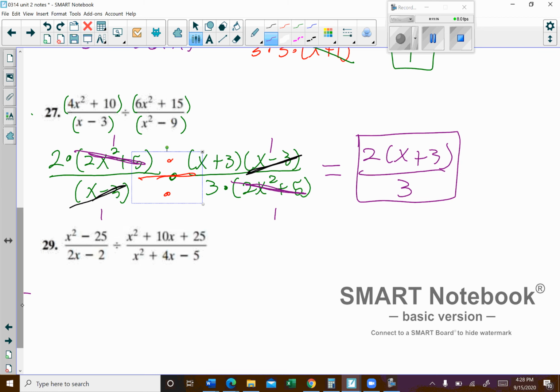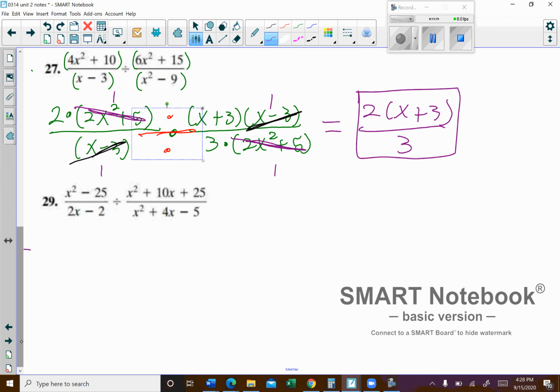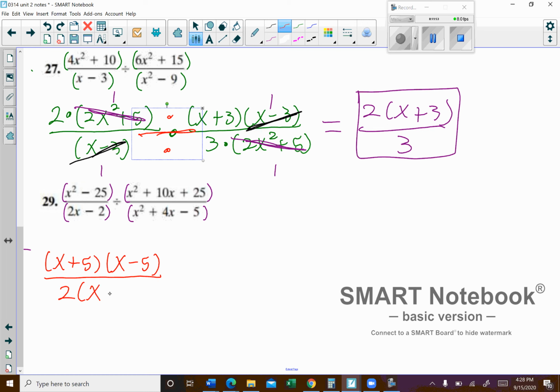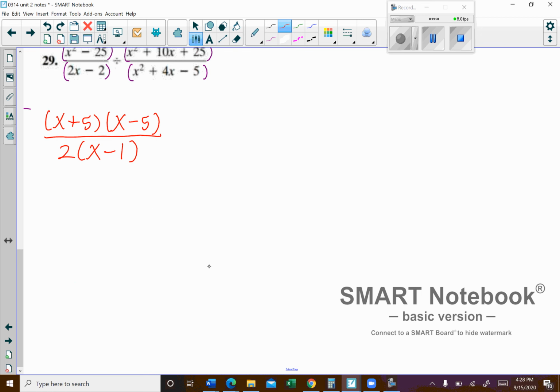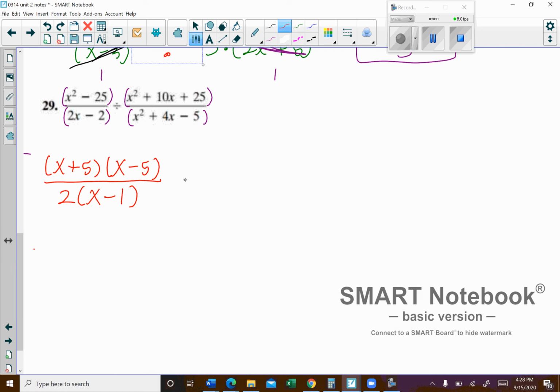Okay, last one. This one's got quite a bit going on here, but if you break them into little steps, it's really not too bad. So we'll factor the difference of 2 squares right here: x plus 5, x minus 5. And then on bottom, I can factor out a 2, so I'll go ahead and do that. That'll leave me with an x minus 1. Then we're going to change it to multiplication, and we've got to flip it.